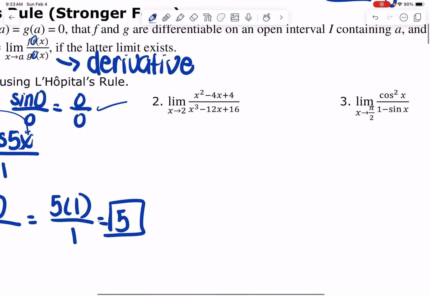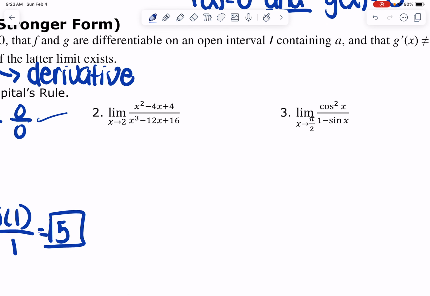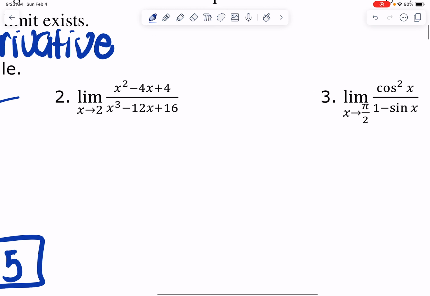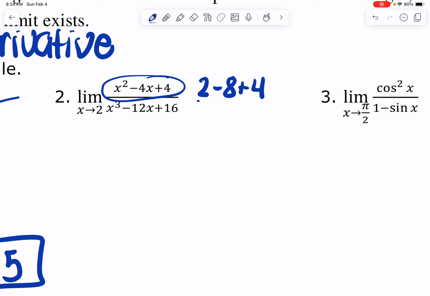I would show one that deals with either quadratic or cubic functions. With that, I would first plug in 2 and make sure I get 0 over 0. In this case, when I plug in 2 in the top, 2 squared is 4, minus 8, and then plus 4, so it would be 4 minus 8 plus 4. I'm going to write it below.